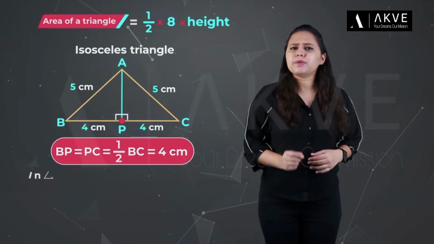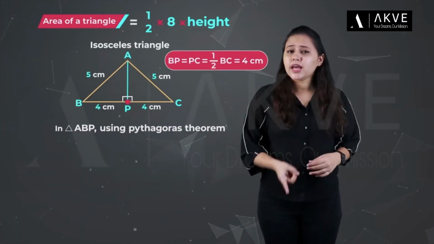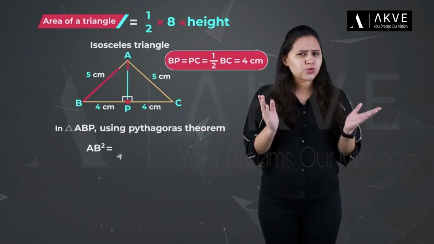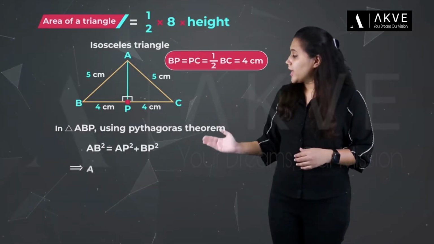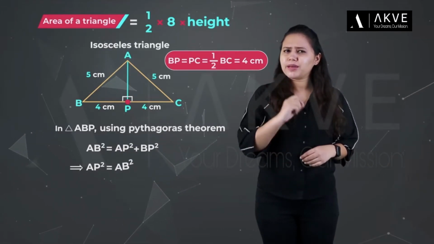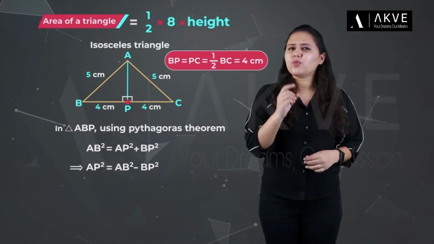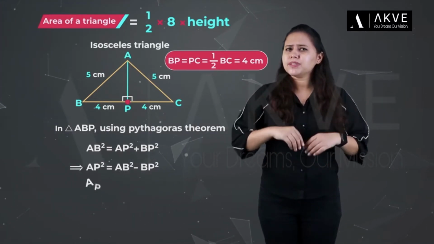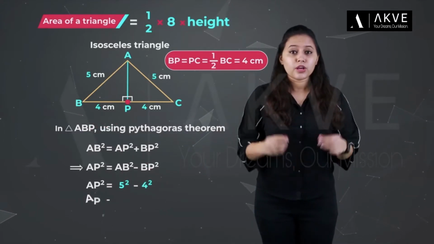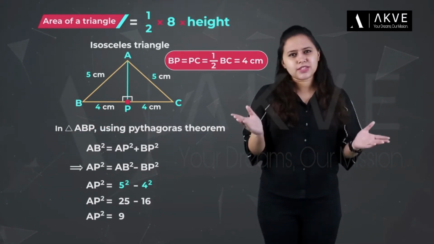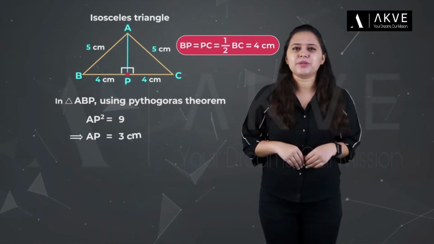Now, we apply Pythagoras theorem in triangle ABP. Thus, AB squared is equal to AP squared plus BP squared, which gives AP squared is equal to AB squared minus BP squared. And on substituting the values, we get AP squared is equal to 5 squared minus 4 squared, which on further solving gives 9. This means AP is equal to 3 centimeters.